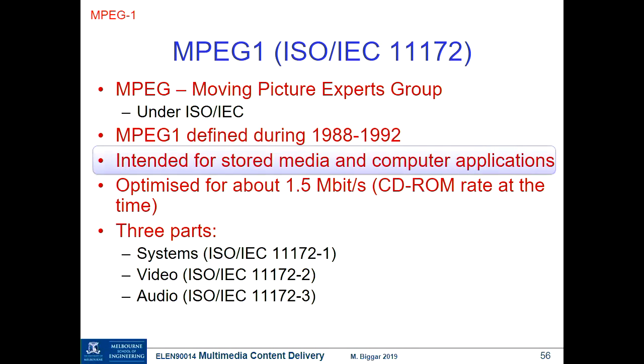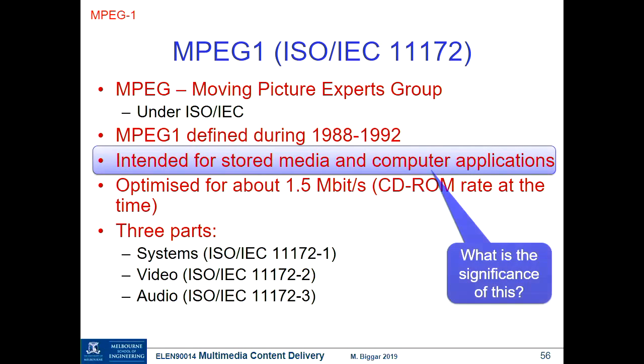So I mentioned that this MPEG specification was intended for stored media in computer applications. So what do you think is the significance of that? If you contrast it with what ITU was doing, trying to come up with a standard for video conferencing, basically, that's what H.261 was doing. What do you think this might mean in terms of the functionality that you might want? Any thoughts? What might you want to do when you're watching a movie that you put into a computer on a disk?